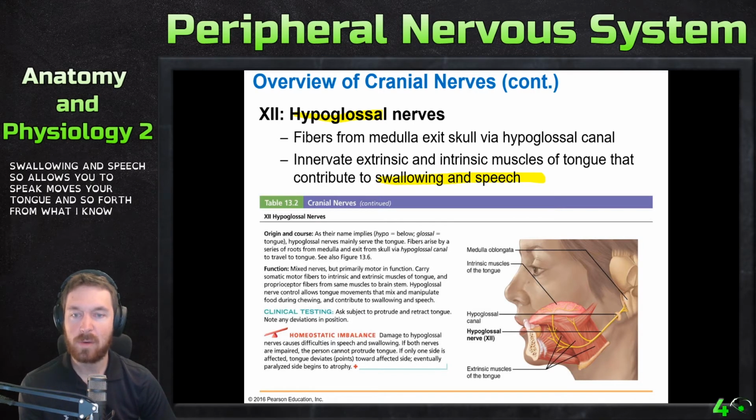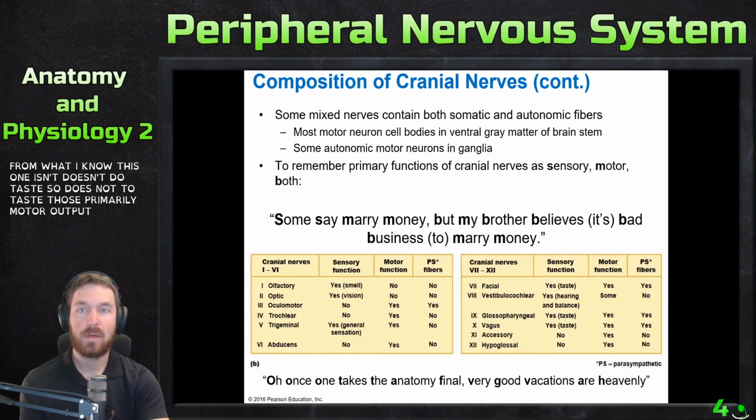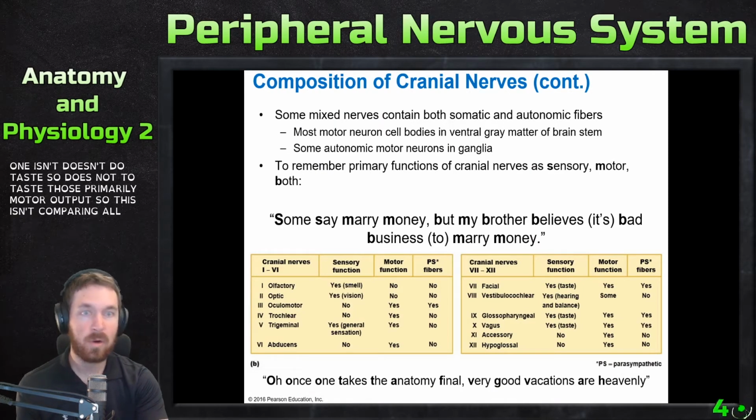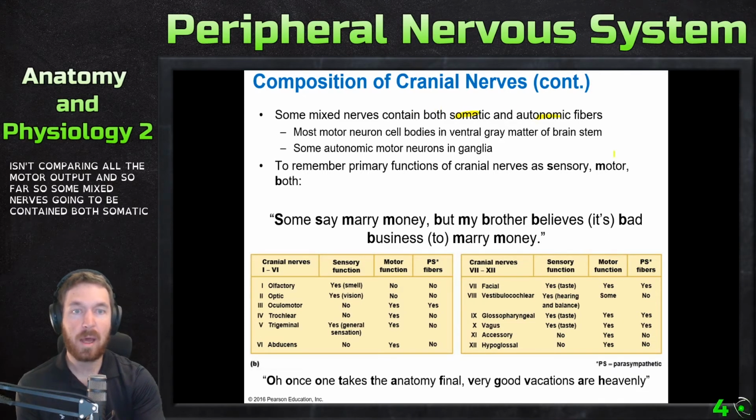From what I know, this one doesn't do taste. It does not do taste. So it's primarily motor output. So this is then comparing all the motor output and so forth. Some mixed nerves can contain both somatic and autonomic fibers.